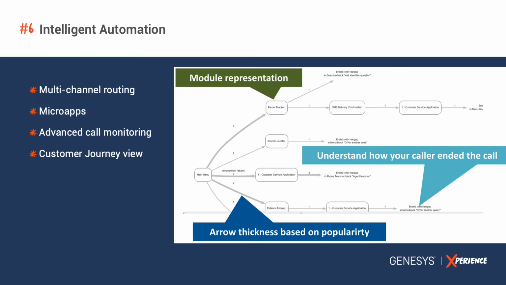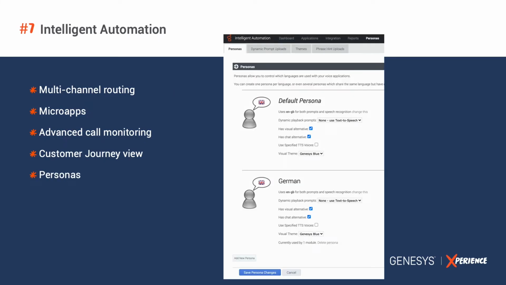Yeah, definitely. Next, we have personas. A persona allows you to control which languages are used with your voice applications. You can create a single persona for each language that you might have represented in your system, or you can actually create multiple personas for each language. You might want to regionalize a particular persona. For instance, you might have English US, English UK, or English New Zealand. You might want to record prompts with local speakers in all those regions. You can do that with the personas feature within intelligent automation. Very nice feature.